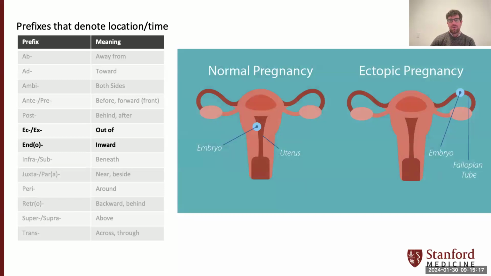And then ecto and endo are antonyms. Ecto and exo mean outside of, and endo means inside of. For this example here, the endometrium is the lining of the uterus. A normal pregnancy should implant on the endometrium. And then an ectopic pregnancy is a pregnancy that lies outside of the uterus, most often in the fallopian tube, and can be a medical emergency. And it's something that we very much are concerned with in abdominal pain in young and middle-aged women.